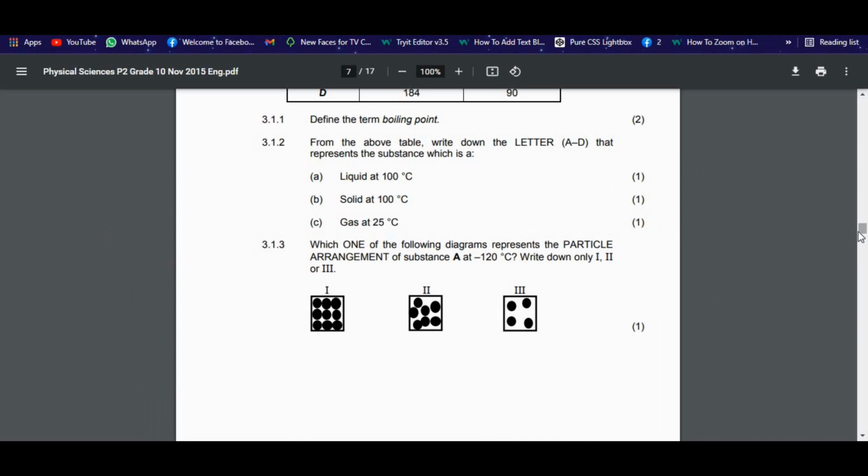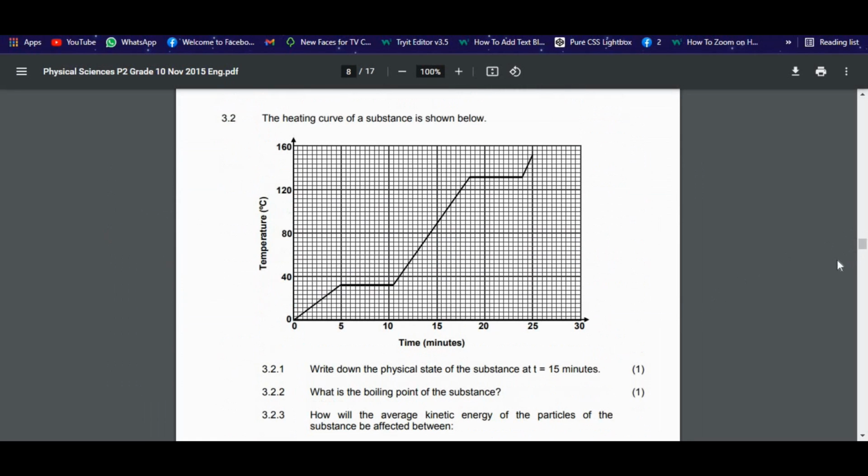It's on the next page. The heating curve of a substance is shown below. 3.2. We've got temperature, and this is time in minutes. So let's just analyze the graph quickly. We've got an upward slope graph from 0 to 5 minutes. 5 to 10, nothing happens. And then at about, let's see, 1, 2, 3, 4. Not sure what the interval was necessarily, because that's 0, 5, 10, 15.